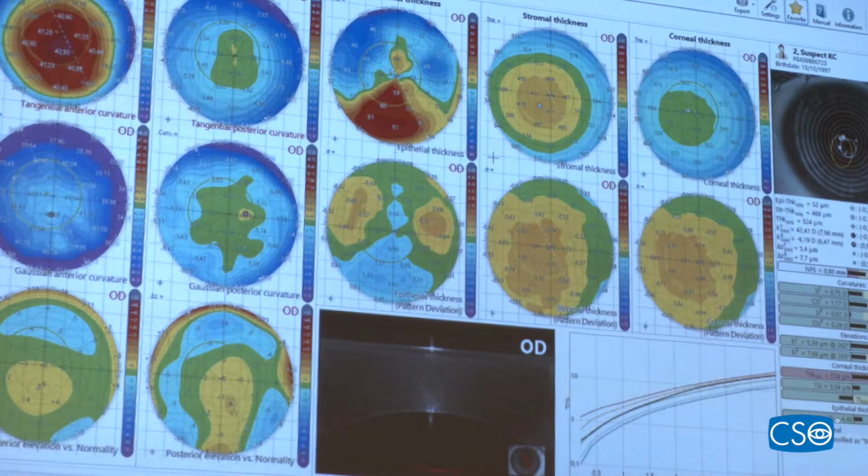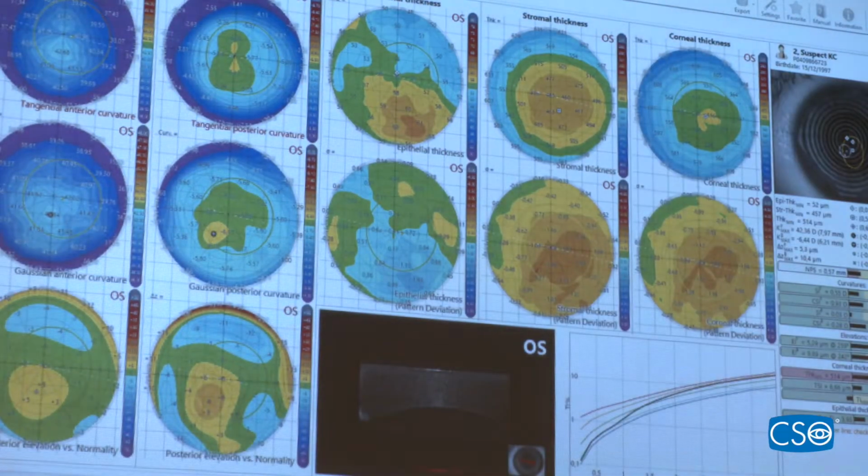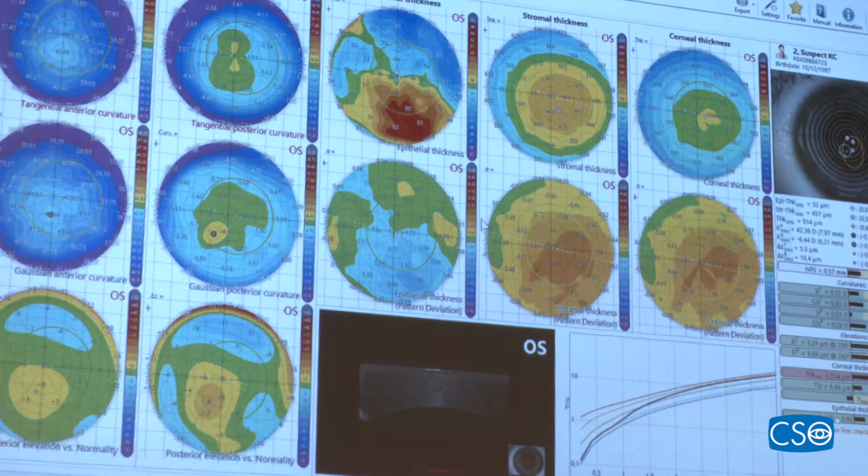what can we say? Well, we can say that although the fellow eye is classified as borderline by statistical methods, here we are, fellow eye, borderline, check parameters. Ectasia index of the posterior surface is flagged. So here we are, posterior elevation versus normality. This looks suspicious, but this cannot be keratoconus. It cannot be keratoconus.